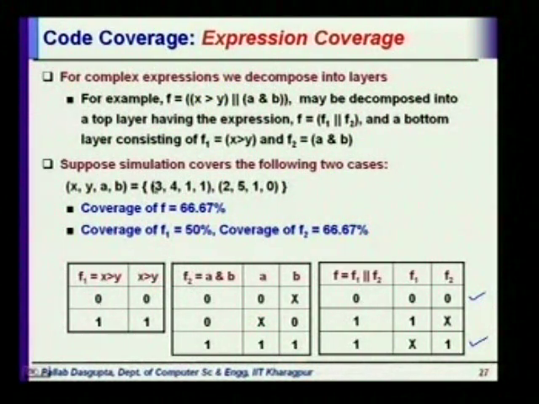f1 is 0 in both of these cases, so only this one has been covered, right. This one has not been covered, so we get a 50% coverage. Then look at the coverage of f2. f2 is 1 here and 0 here, right.